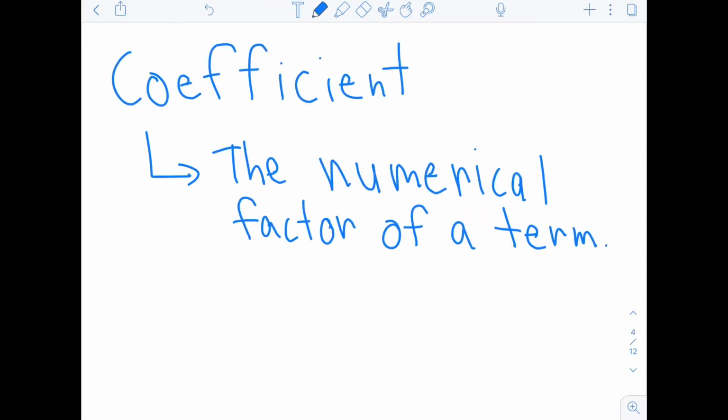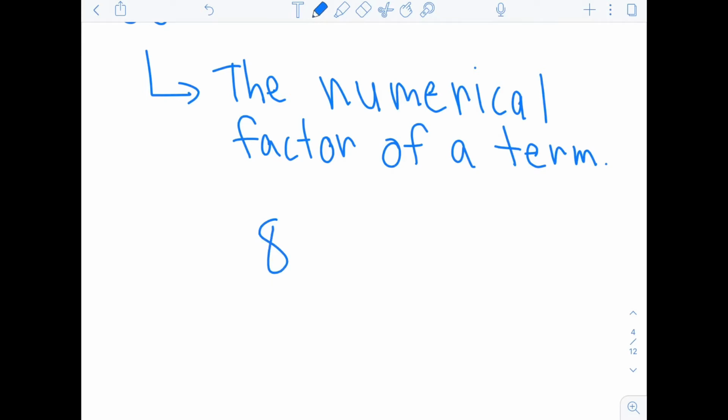And you might also hear this word a lot, coefficient. It's basically just the numerical factor of a term. So if you see 8x, then the coefficient is the 8, because it's the numerical factor of the term. It's basically the number that you're multiplying by the variable. And even if you see x over 3, then the number next to the variable is 1/3, because 1/3 x equals x over 3, if I just put a 1 there and break it apart.